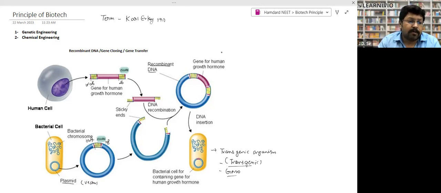Nowadays, scientists have taken out the insulin-producing gene from humans. They have picked the gene from the human cell, and then that gene is incorporated into a bacterium. They cut the bacterial DNA and incorporate the insulin gene into the bacteria. Now you have made the transgenic bacteria. This process of producing a transgenic bacteria which has the insulin gene is genetic engineering.